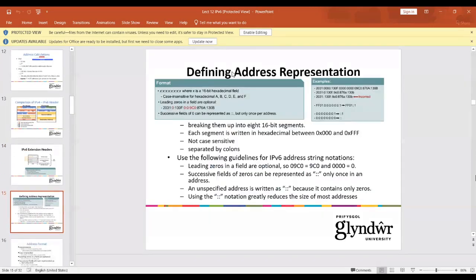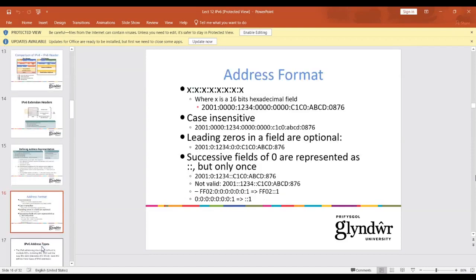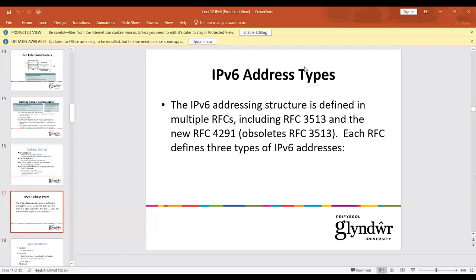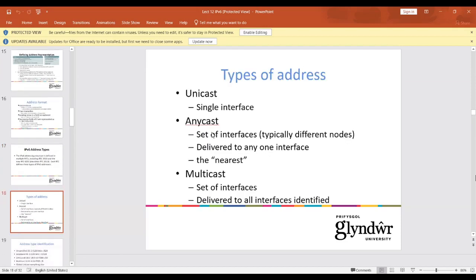So this is defining address representation, which we have gone through. This is the address format, and these are the two rules, right? And this is case insensitivity, because it is not sensitive to case. And the IP version 6 address types are described in these RFCs, right?